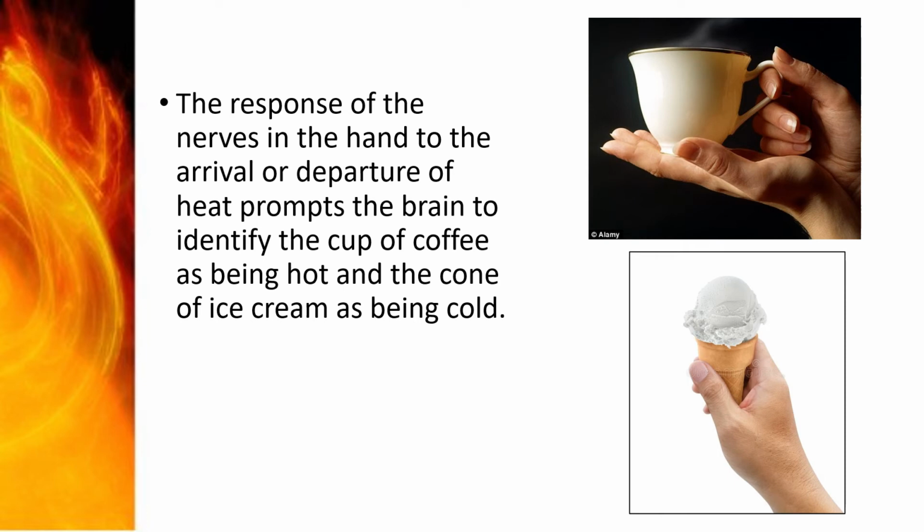The response of the nerves in the hand to the arrival or the departure of the heat prompts the brain to identify the cup of coffee as being hot and the cone of ice cream as being cold. So it's just our brain that identifies that we are holding a hot coffee and a cold ice cream.